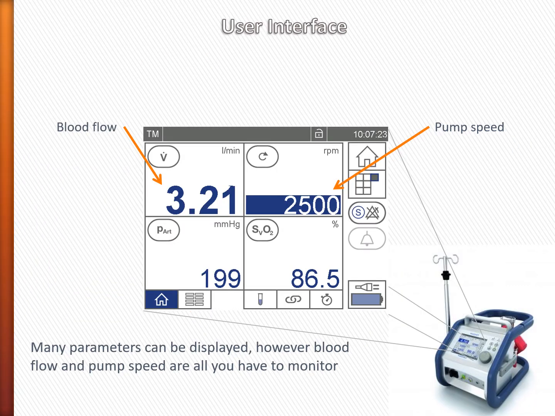This is what the user interface looks like on the CardioHelp. Again, it's a completely integrated system, so it's actually attached right next to the pump. You can still see your blood flow and your RPMs. You also have the ability to see your SvO2, which is great for trending, but is not 100% accurate, so it shouldn't be used for treating the patient, but it is good for seeing trends up or down.